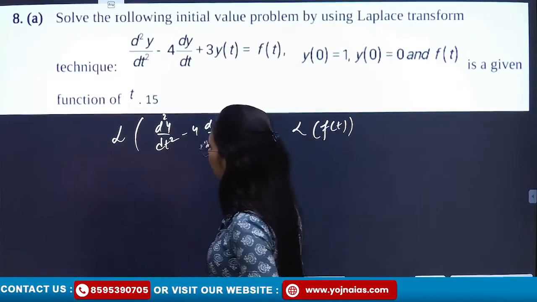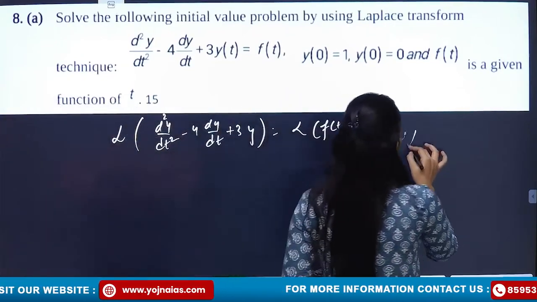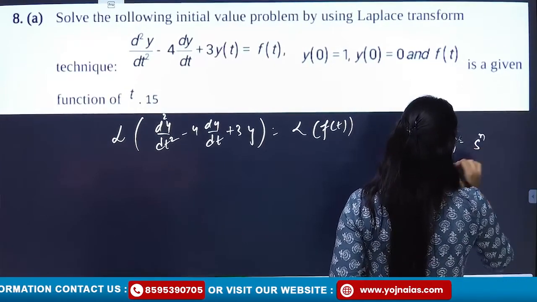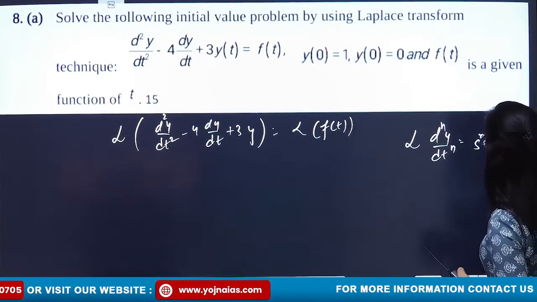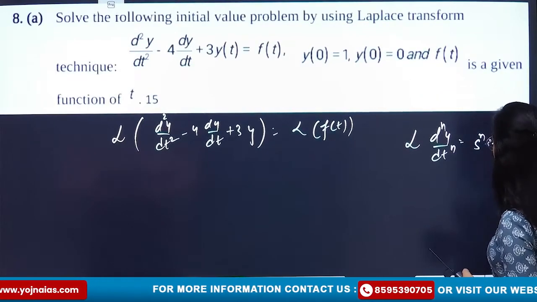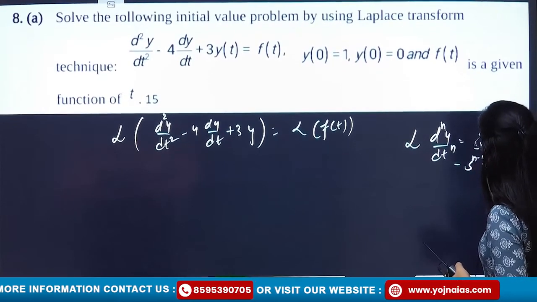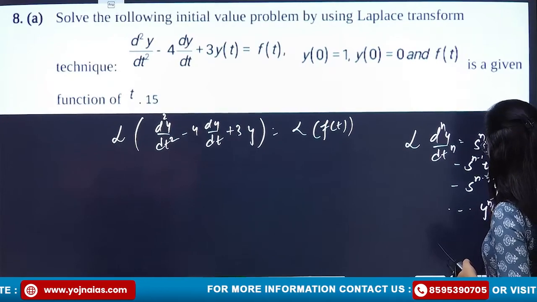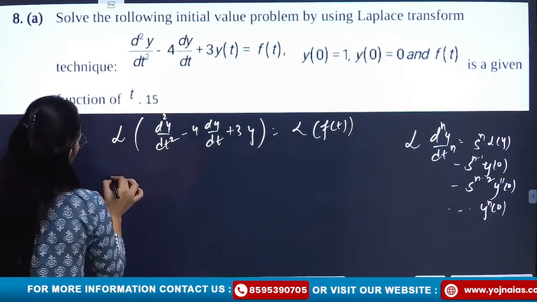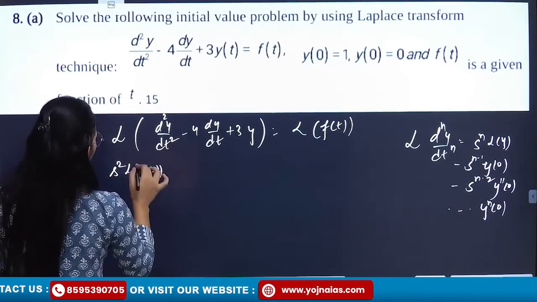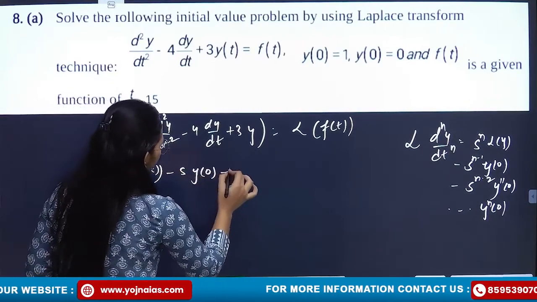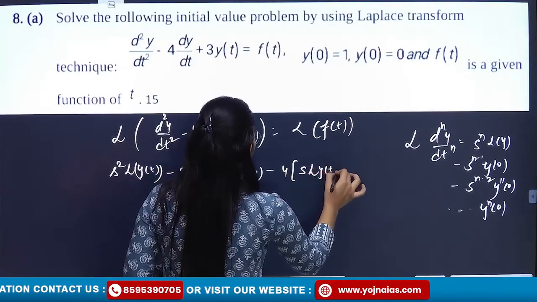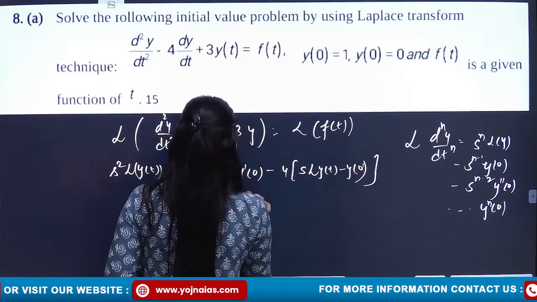Y, Laplace, right? And what is the formula for Laplace of a derivative function? Laplace of dⁿy by dtⁿ is sⁿ into Laplace of f(t), here y, Laplace of y, minus sⁿ⁻¹ y(0) and so on, minus y⁽ⁿ⁻¹⁾(0). This is the second order derivative. Laplace of y(t) minus s y(0) minus y'(0), minus 4 into s Laplace of y(t) minus y(0), plus 3 Laplace of y(t).